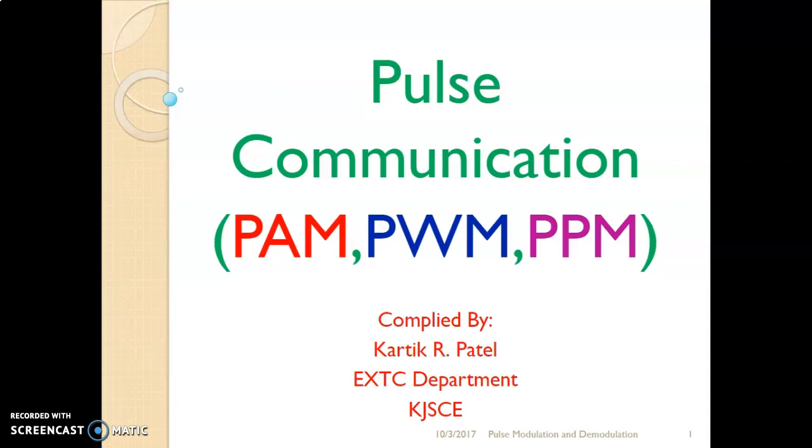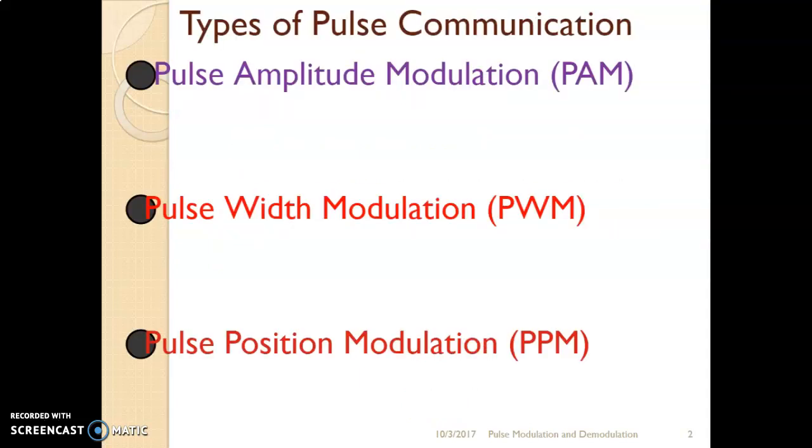Now today we will go ahead in pulse communication and study three different types of pulse modulation techniques, called pulse amplitude modulation PAM, pulse width modulation PWM, and pulse position modulation PPM. Like a sine wave has three characteristics: amplitude, frequency, and phase. And because of that, we have three types of modulation. When we change amplitude, we have amplitude modulation. When we change frequency, we have frequency modulation. And when we change phase, we have phase modulation.